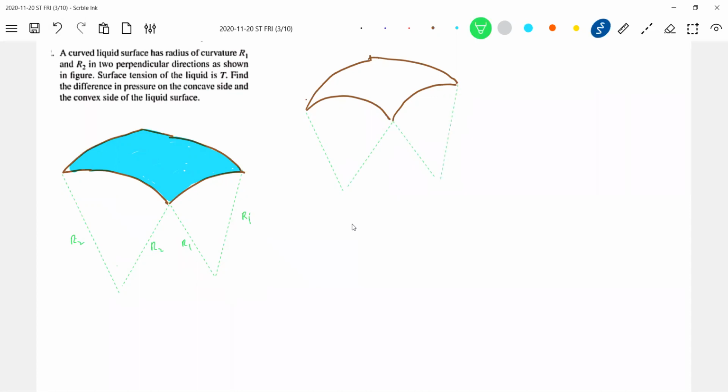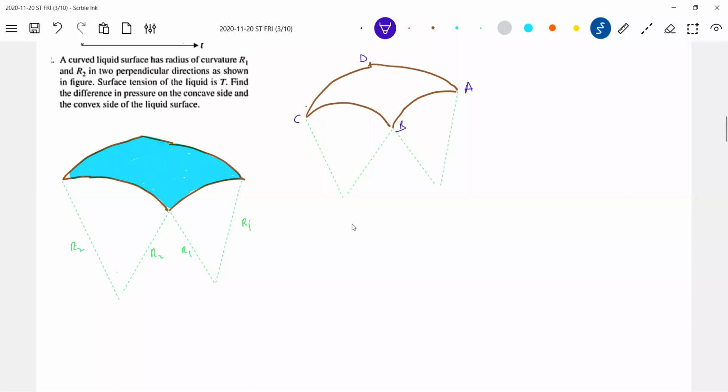Some rough diagram I have put. So we'll do one thing, we'll give names for this: A, B, C and D. The force due to the pressure here will be P naught. Inside, the pressure will be some other value. So here the pressure is P naught, and inside the pressure will be P, on the concave side.